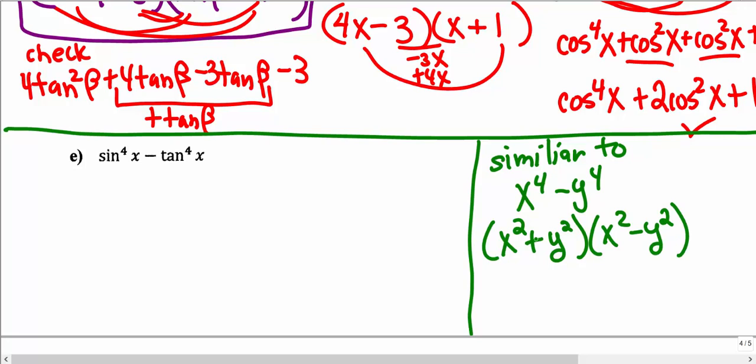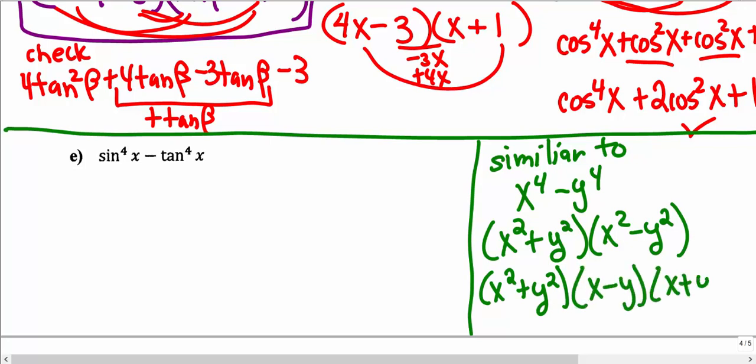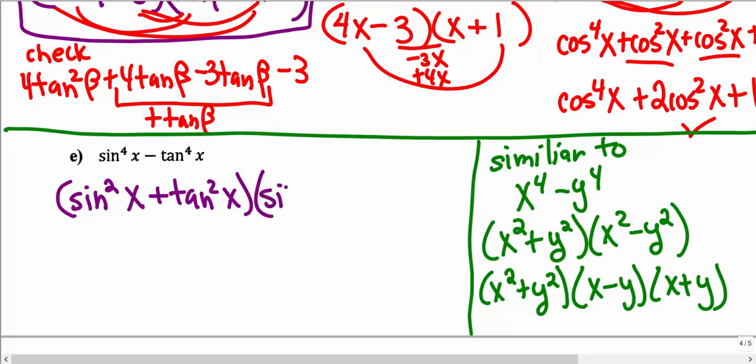But the first one would not factor anymore. That would be prime. Sum of squares is prime. And then x squared minus y squared could actually factor down more as x minus y and x plus y. So that would be our complete factorization of that in algebra. But in trig, we're going to do something very similar. So we are going to think about this as a difference of squares, and we will first factor this as sine squared x plus tangent squared x times sine squared x minus tangent squared x.